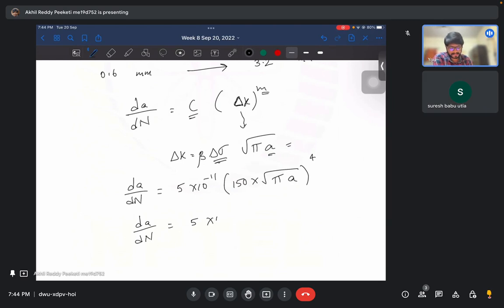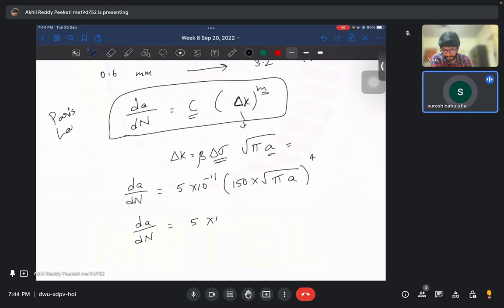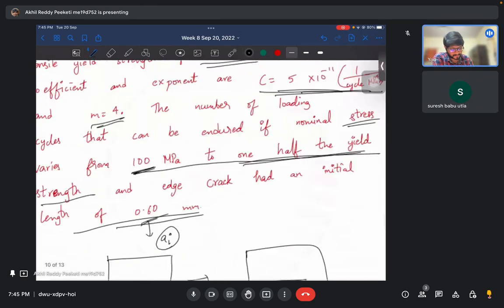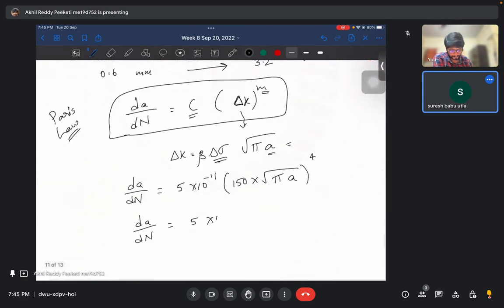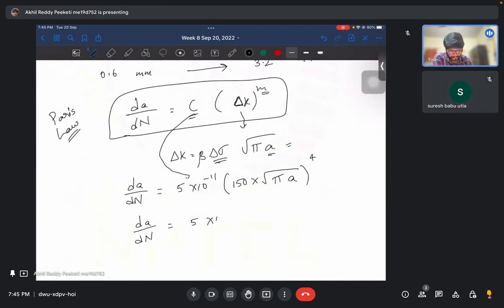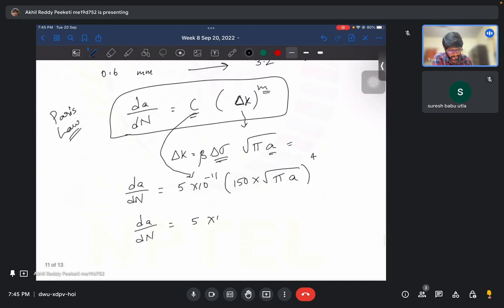This equation is the Paris law. The values of C and m will always be given to you: 5 into 10 power minus 11. So I am substituting here 5 into 10 power minus 11 and m as 4, and delta K is beta into delta sigma, which is basically the range, sigma max minus sigma min. So in this case 250 minus 100, so 150.